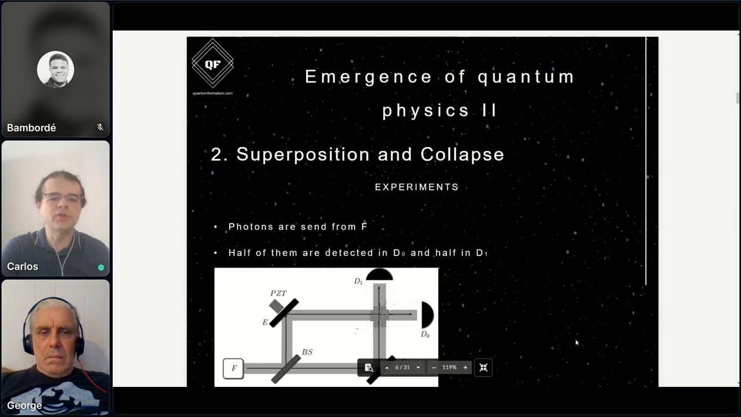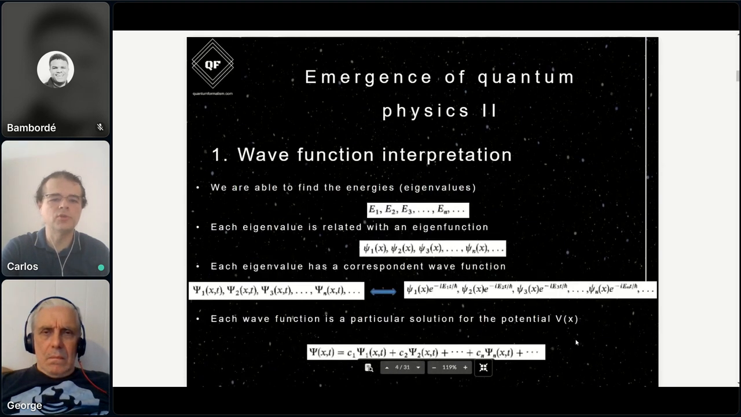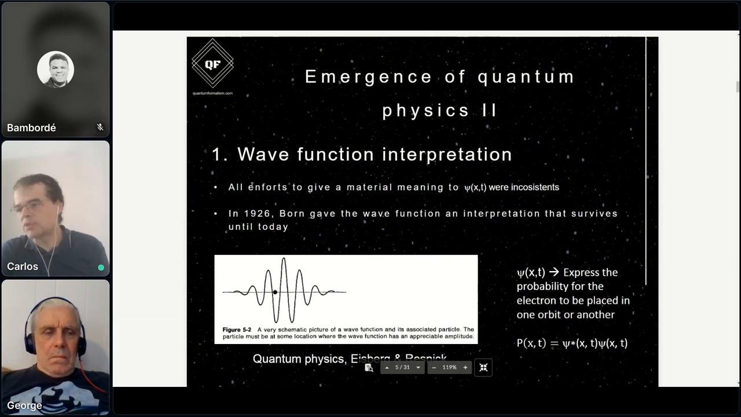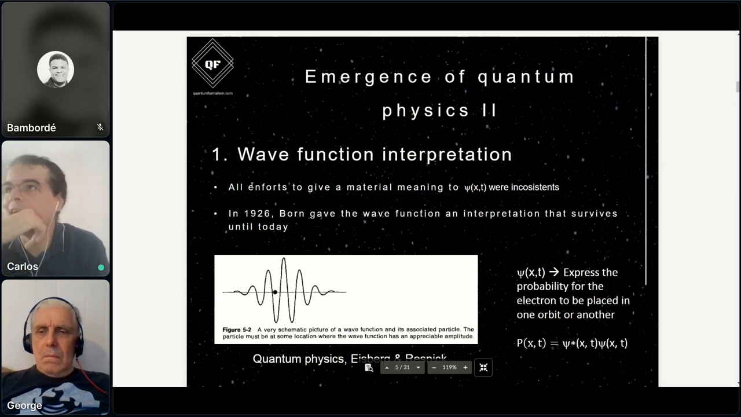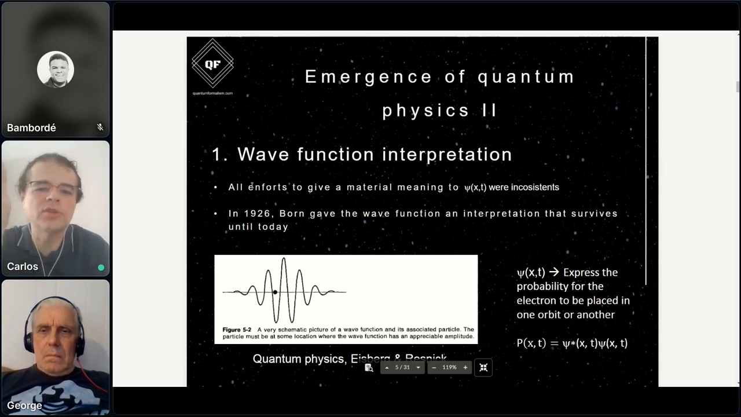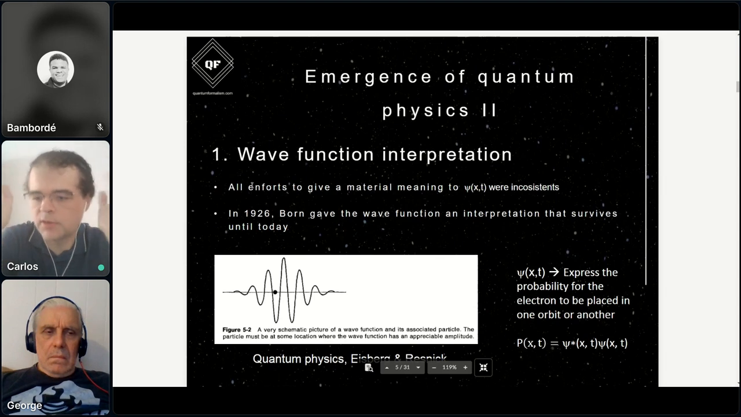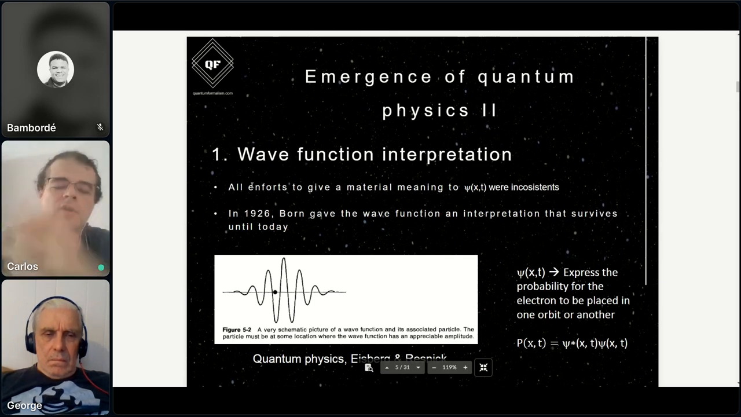And the thing is the interpretation of the wave function. So we saw that by that time, Schrödinger tried to give a material interpretation, a material meaning, for the wave function. But a material in the sense that it was a real physical device, a real physical subject, like for instance waves in a lake.